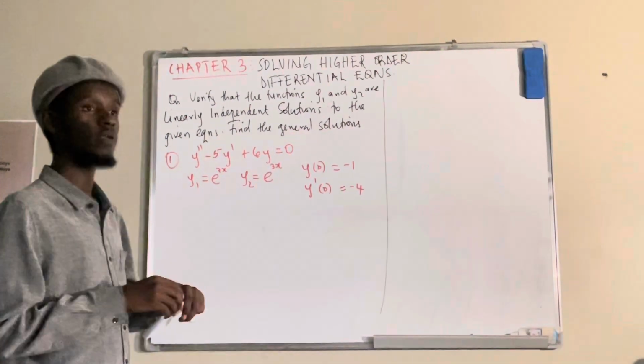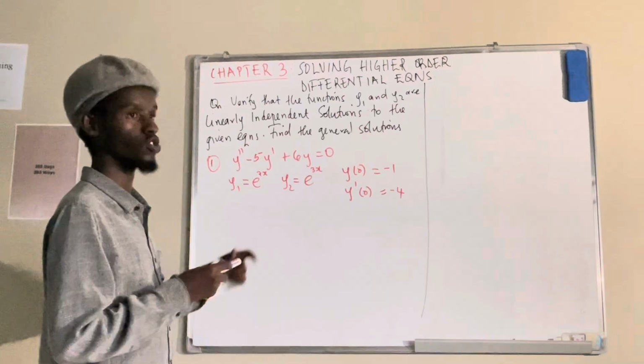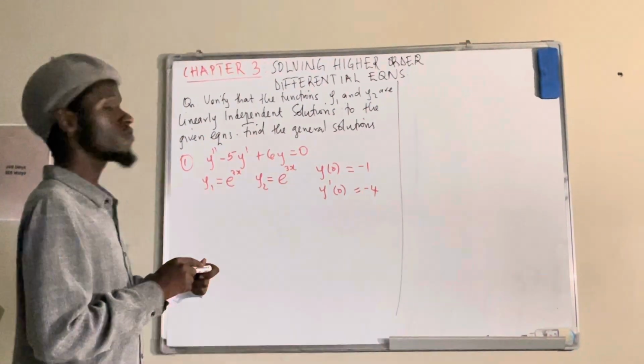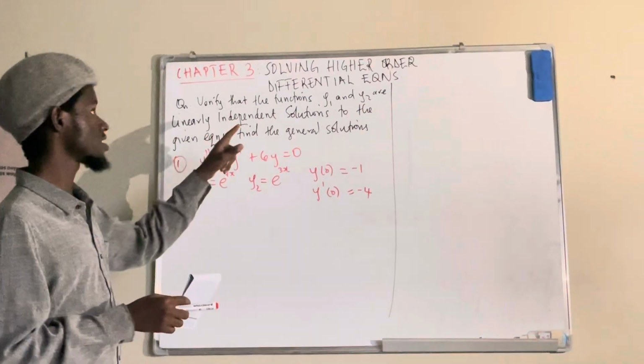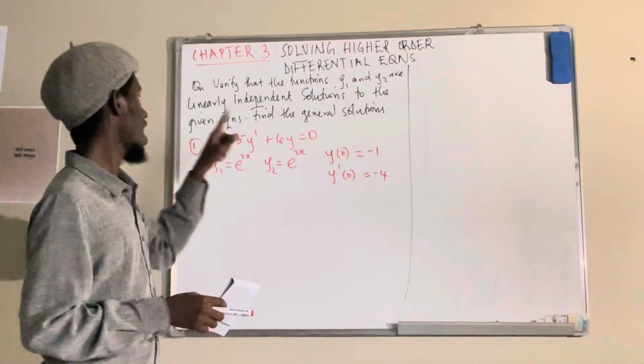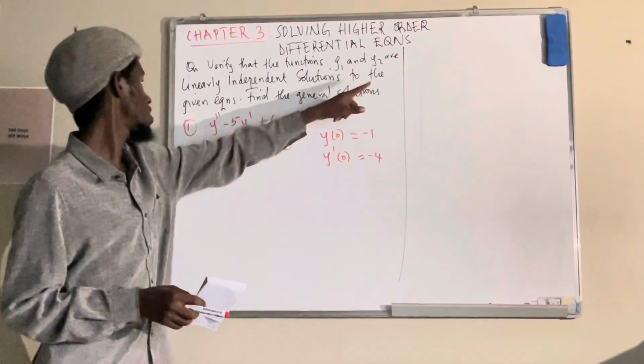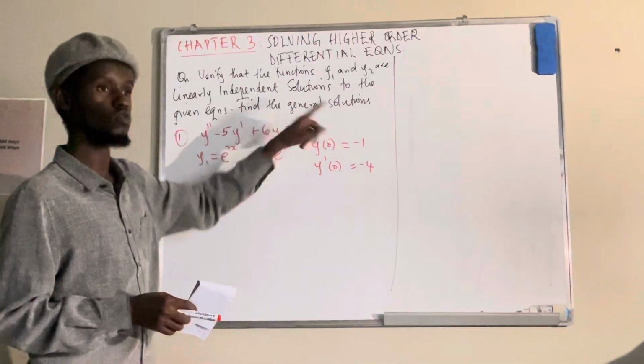Now I want us to apply a Wronskian. This is one of the applications of a Wronskian. Then they give a question like this: verify that the functions y1, y2 are linearly independent solutions to the given equation and find the general solution.